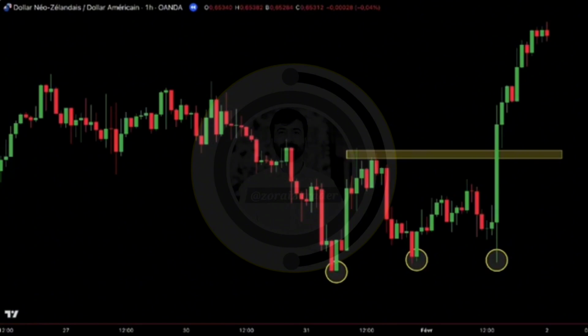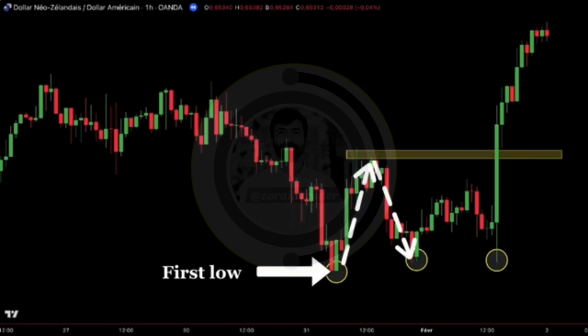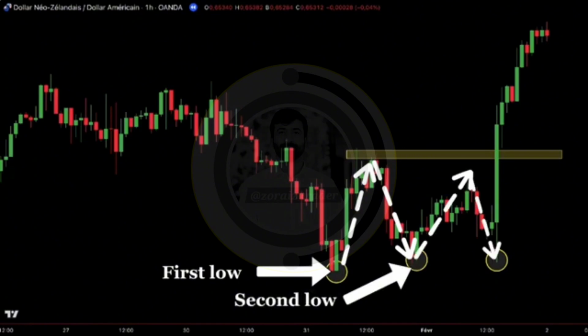A valid triple bottom consists of four key parts. First low, price moves down and hits a support level. Pull back, price bounces up but then comes back down for another test. Second low, price reaches the same support level but fails to break below. Third low, price makes one final attempt to break support but fails again, confirming buyer dominance.